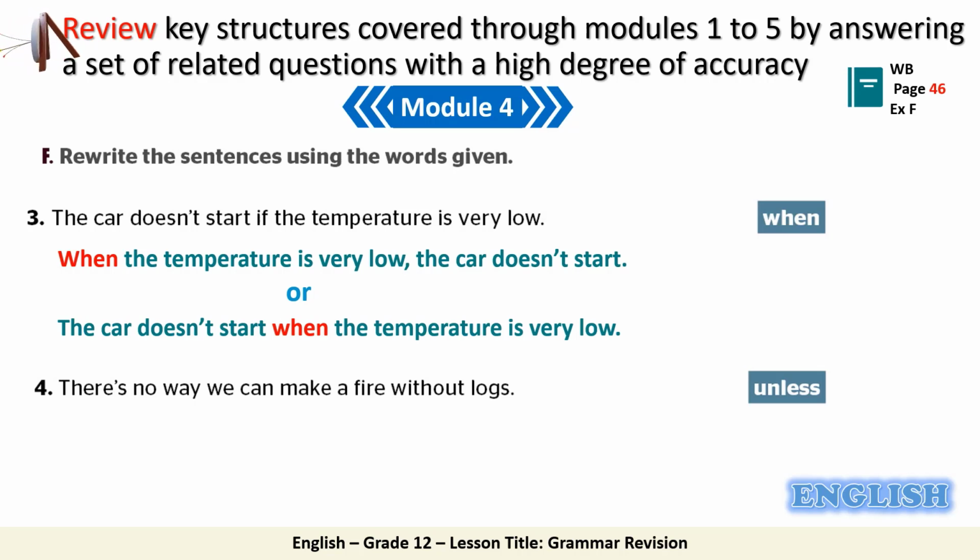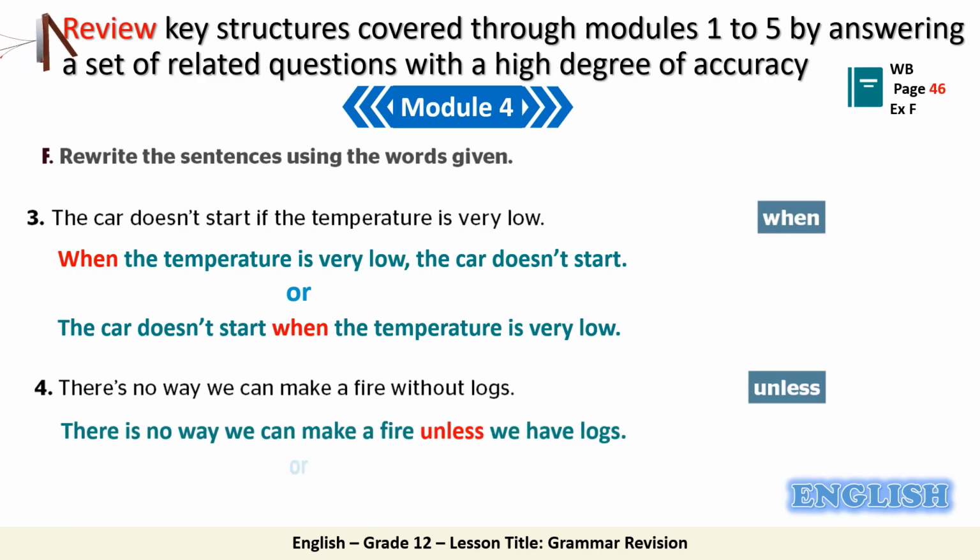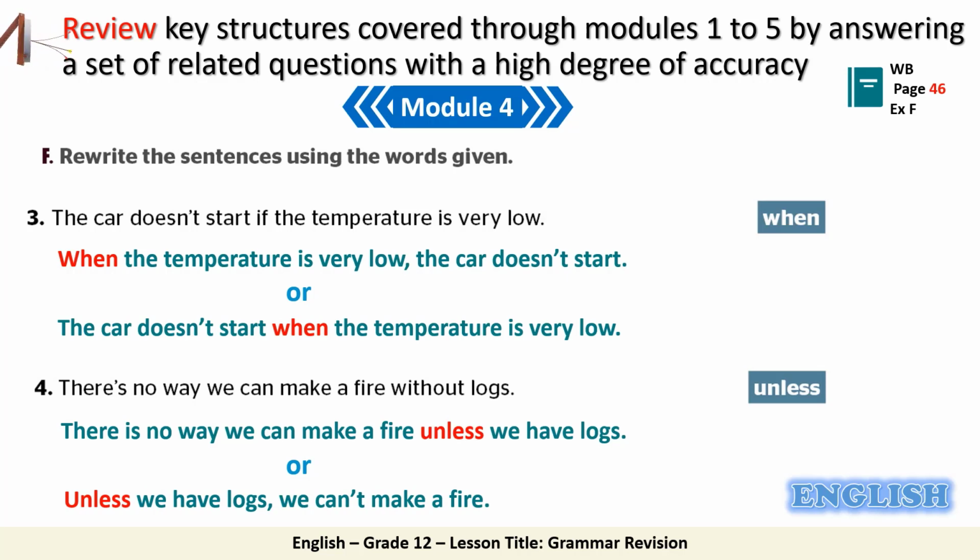Finally, sentence number 4, and also we can rewrite it in 2 ways. The first one, we can write, there is no way we can make a fire unless we have logs, or unless we have logs, we can't make a fire.